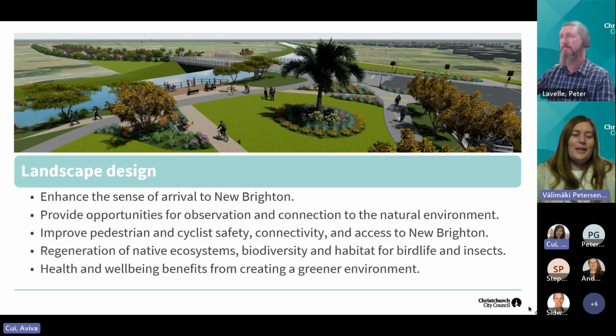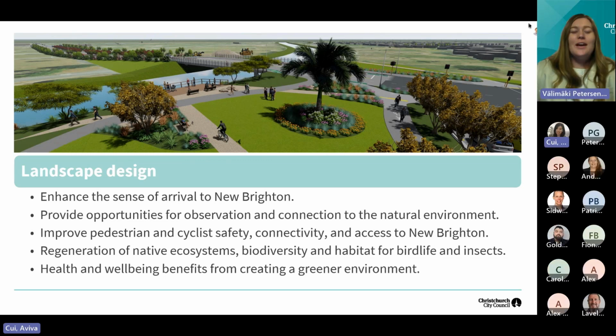Kia ora koutou, my name's Emma. I'm the project landscape architect. Today I'll be talking you through some of the key drivers and objectives for the landscape design. So firstly, we've looked at enhancing a sense of arrival into New Brighton, and we've done this two ways. Firstly through planting and secondly through artwork.